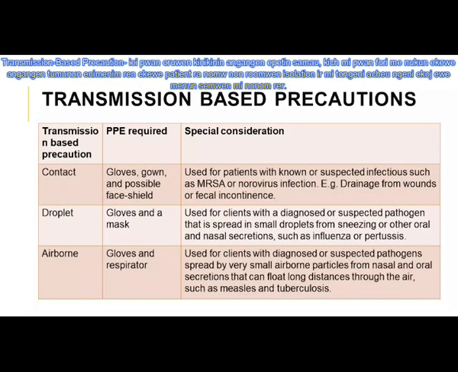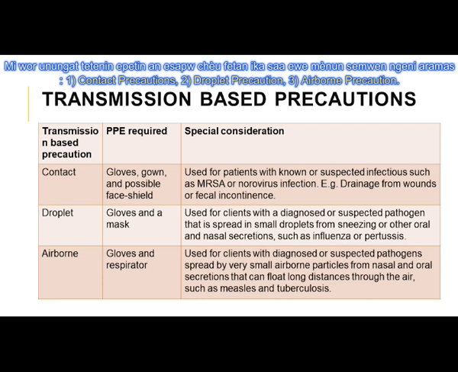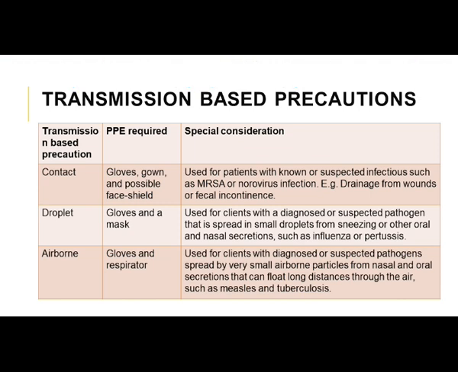Now let us move to transmission-based precaution. Transmission-based precautions are the second tier of basic infection control and are to be used in addition to the standard precaution for patients. It is mostly used when patients are colonized or infected with multi-drug resistant organisms and they are being put into isolation wards. So there are actually 3 transmission-based precautions that can be used in addition to the standard precaution. First is contact precaution, the second is droplet precaution, and the third is airborne precaution.